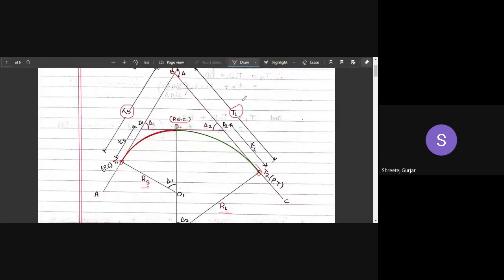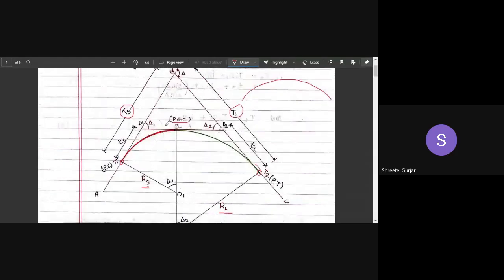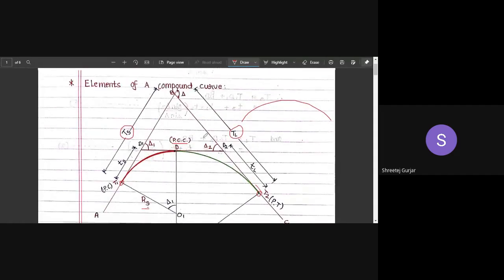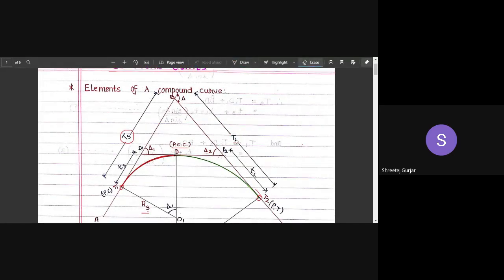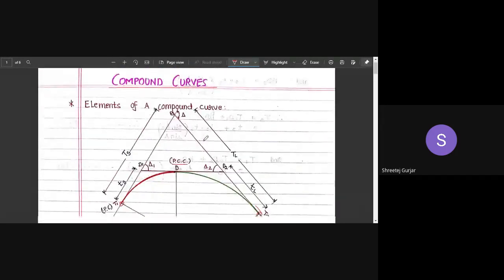In some locations we cannot provide a simple curve like this. We have to provide a mixture of two curves, a small curve and a large curve, or a large and a smaller curve. We have to provide a combination of these two so that it is feasible for the terrain in which we are providing this curve. Not every time are we able to give simple curves. In some places we have to provide these kinds of compound curves.